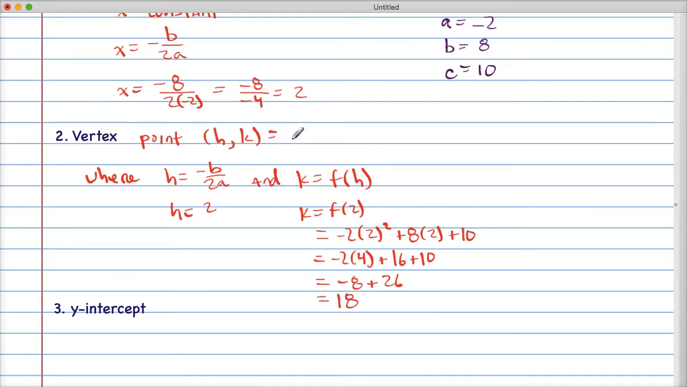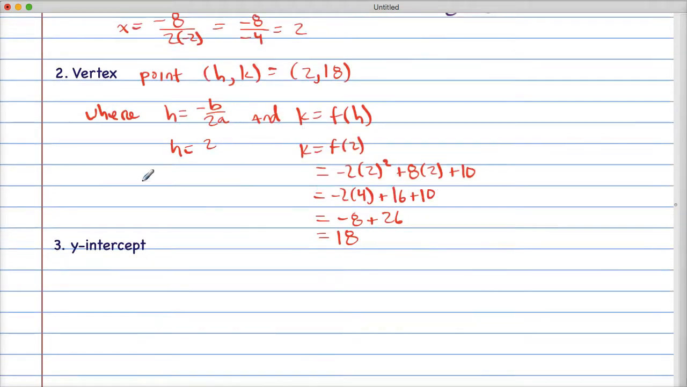So this vertex, this point, is (2, 18). So that is the vertex of my parabola. All right, moving on, the y-intercept. Again, this is also a point, and it's a point where the x-coordinate is 0, right? That's the definition of a y-intercept. It's right along the y-axis, so the x-coordinate is always 0, and the y-coordinate is going to be, therefore, f of 0. So it's wherever I plug in 0 to my function, right?